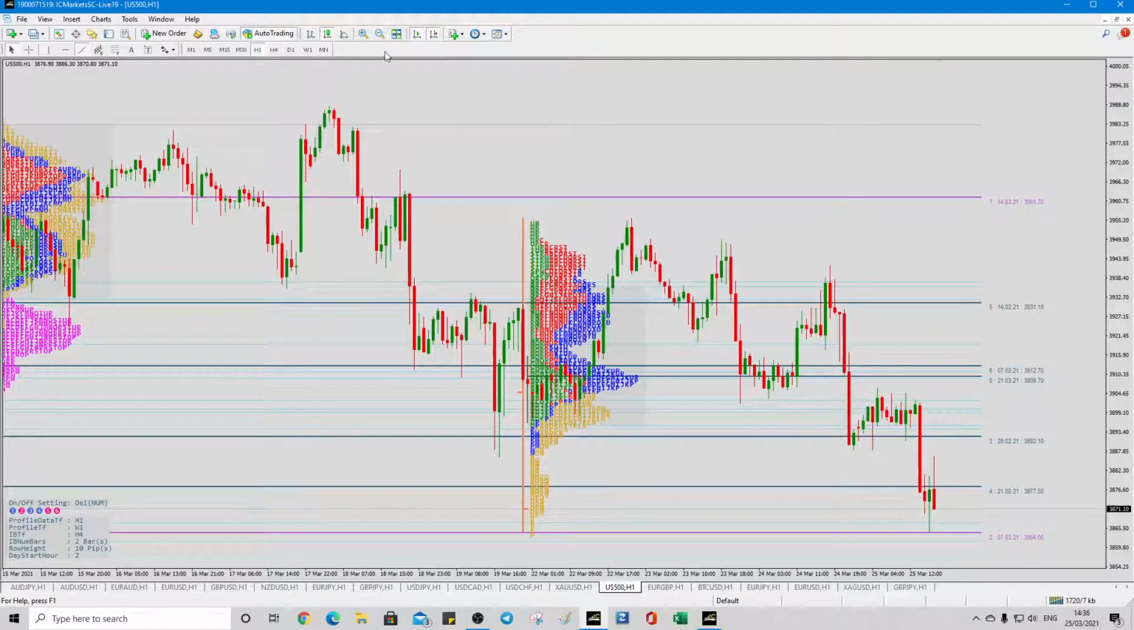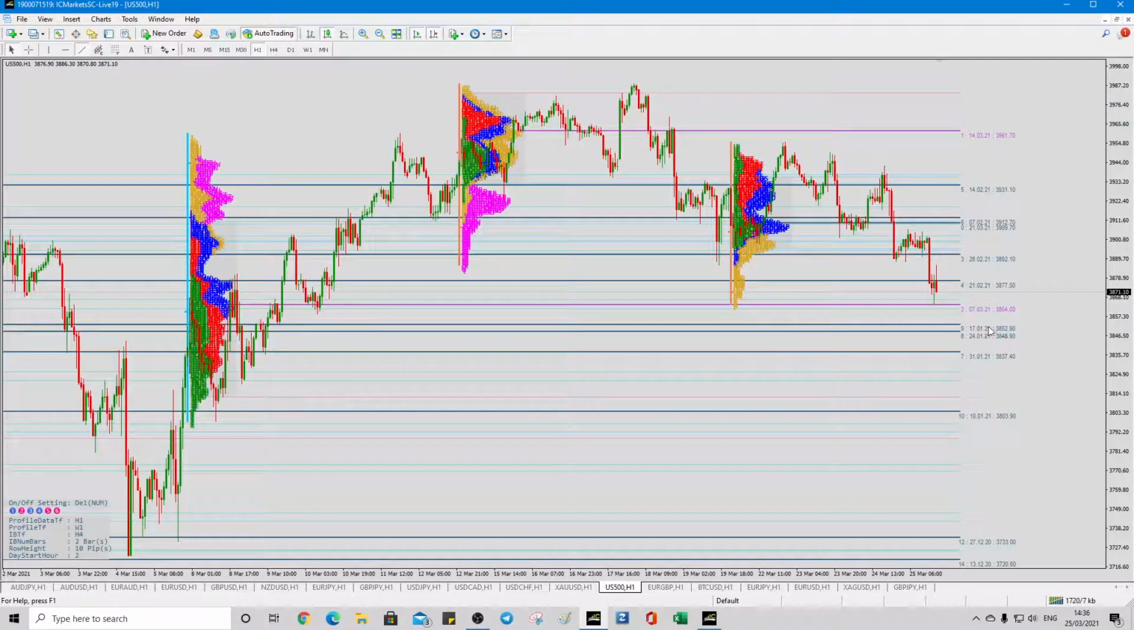If we fall below, then we can target 3852. It looks like we're going to want to test it again. And this was your overhead resistance level. And below 3837, then we got a bit of a drop to 3803.